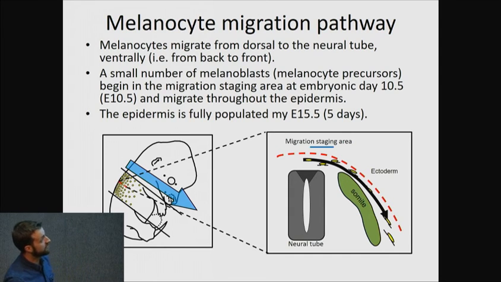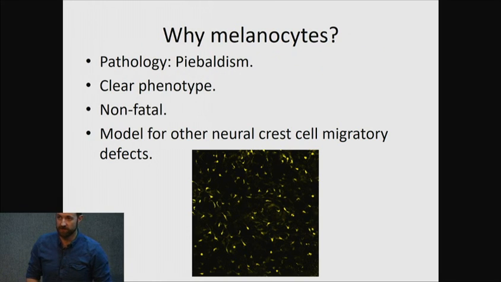So here we're seeing a cross-section of this. This is the outside of the mouse embryo. This is a picture of a mouse embryo. And so the cells migrate around the somites and through the developing dermis and epidermis, through the developing skin, if you like. So that's some of the biological background. Why am I interested in melanocytes in particular? Well, they have this pathology if something goes wrong called piebaldism.